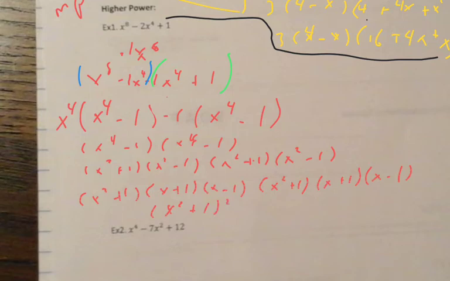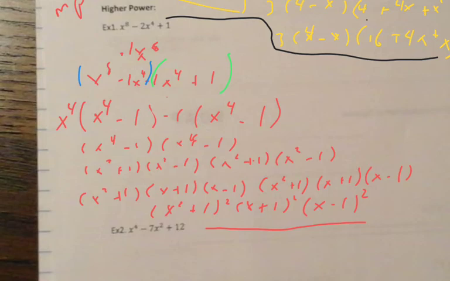We have x plus 1 and x plus 1, so we have x plus 1 squared and x minus 1 squared. So that is the factored form of a polynomial to the 8th power, x to the 8th minus 2x to the 4th plus 1. So make sure you factor until you get this, so you can't factor anymore.